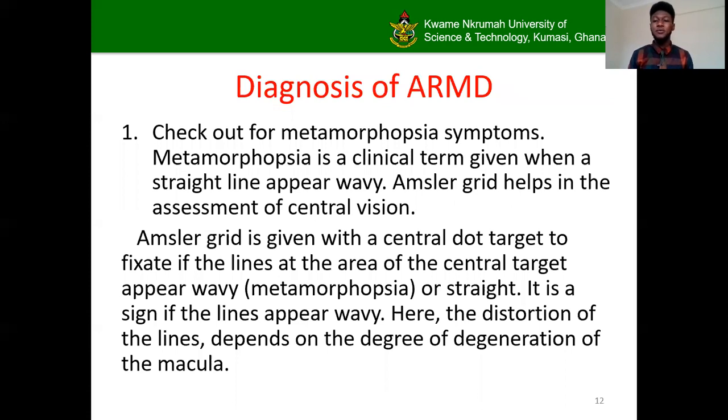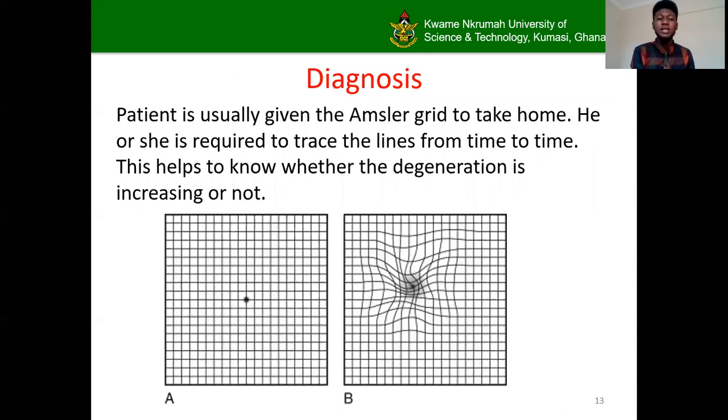Now, diagnosis of AMD. Check out for metamorphopsia symptoms. Metamorphopsia is a clinical term given when a straight line appears wavy. The Amsler grid helps in the assessment of central vision. The Amsler grid has a central dot target to fixate on, and you check if the lines at the area of the central target appear wavy. That is a sign. Here, the distortion of the lines depends on the degree of degeneration of the macula.